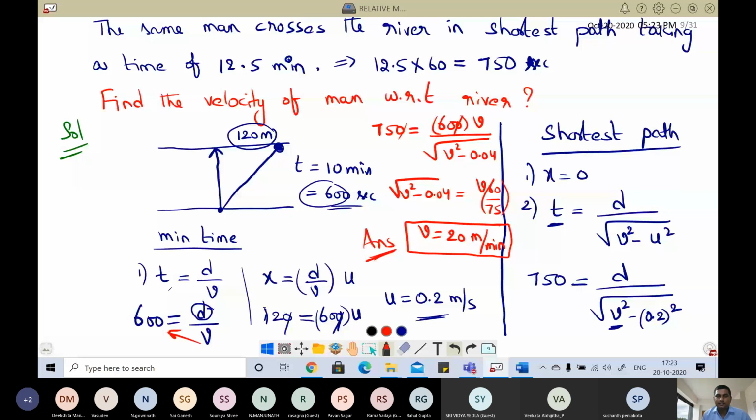Any doubts in this method, in this topic of crossing the river in shortest time and shortest path? If you don't have any doubts, then I'll take up the next concept, that is called the next model, the aeroplane wind problem. Just one problem only is sufficient, because that is similar to these river man problems. Any doubts in this? No, sir. No doubts, sir?